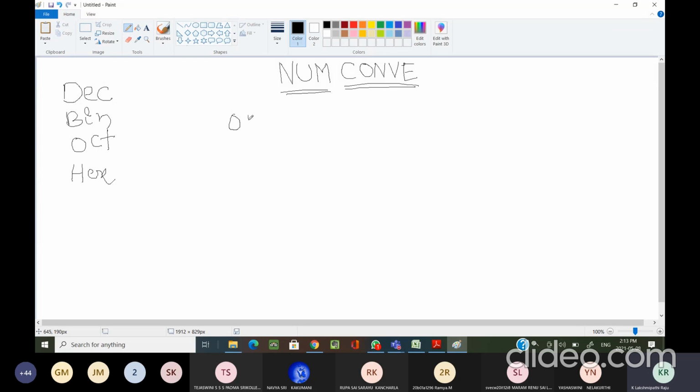Converting from other number systems to decimal number system. How are we converting other number systems to decimal number system? Can I have given any explanation of how we are converting other number systems to decimal number system?